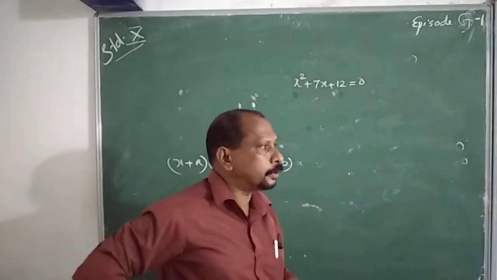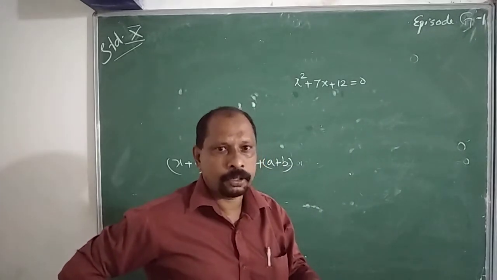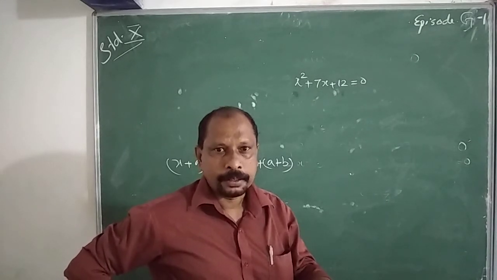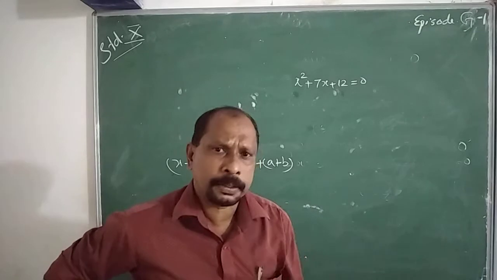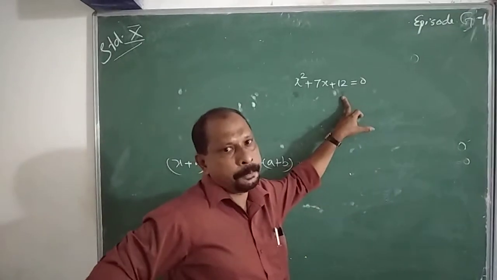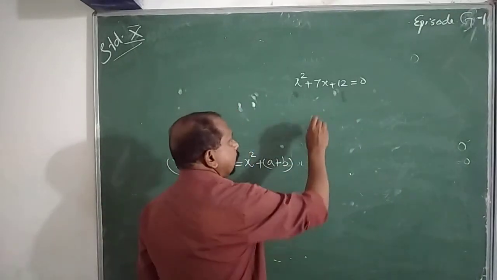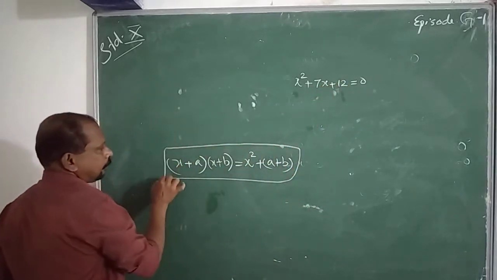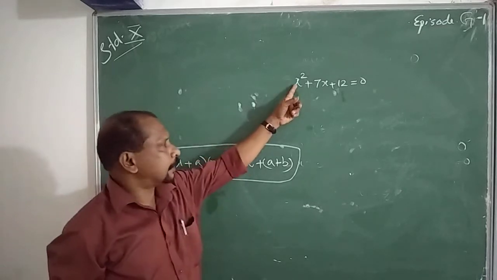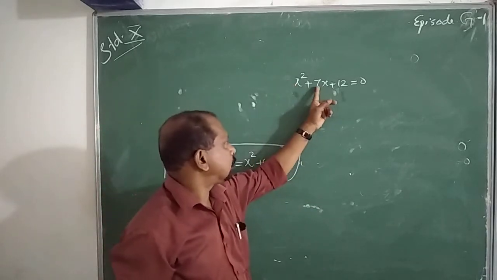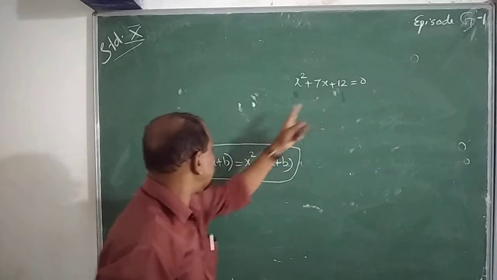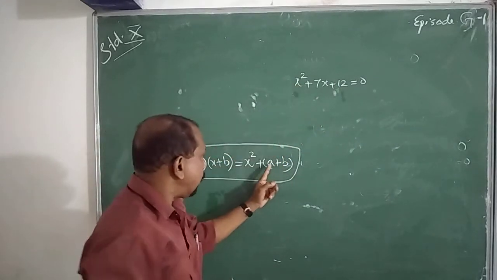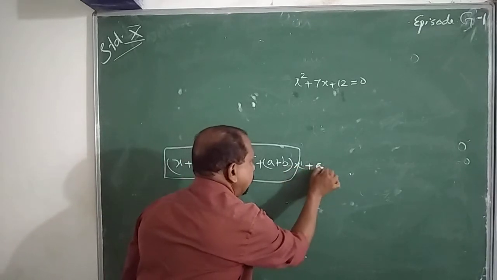What are perfect squares? 1, then 4, then 9, then 16, 25, 36, 49, etc. are perfect squares. But 12 is not a perfect square. Then in this case, let us consider only this expression. That means x is the variable, 7 is a constant, and 12. Comparing these two, x square plus a plus b into x plus ab.